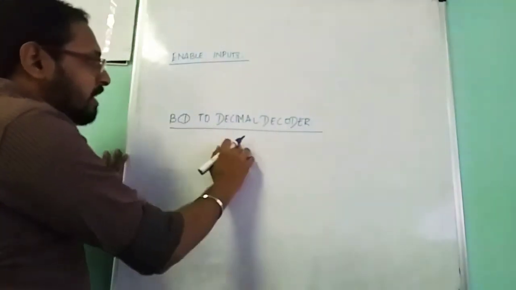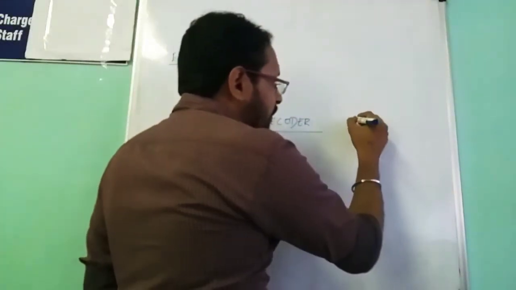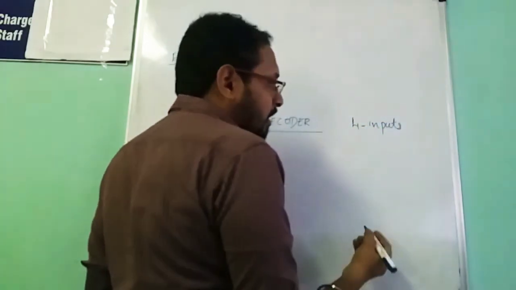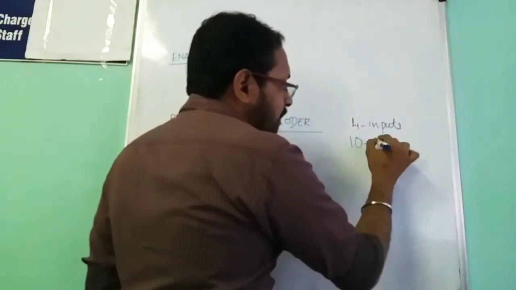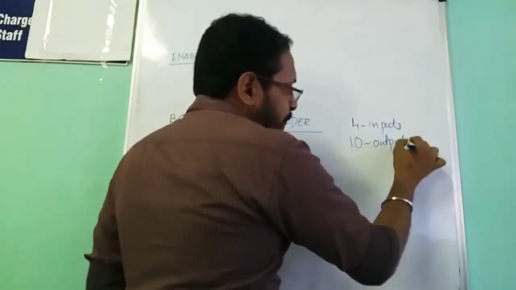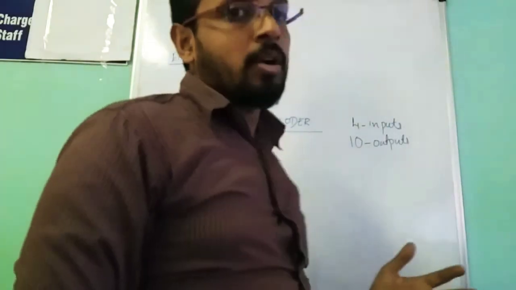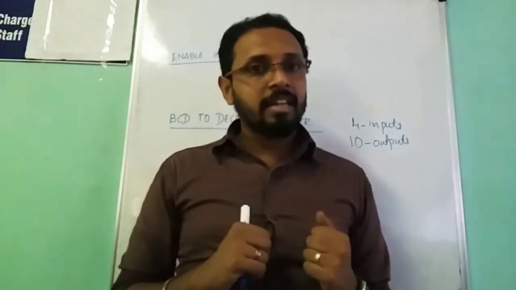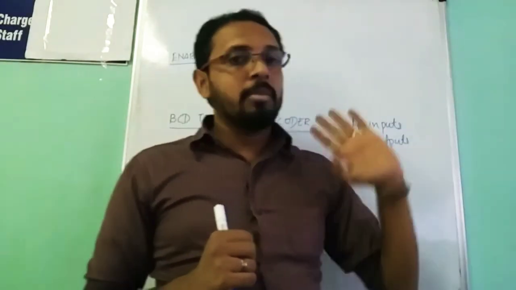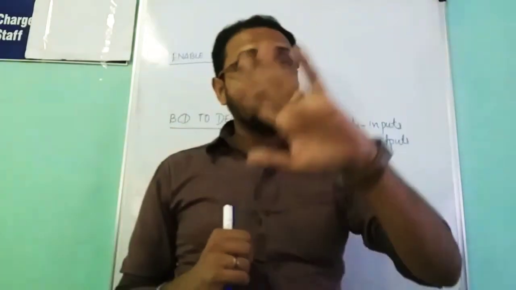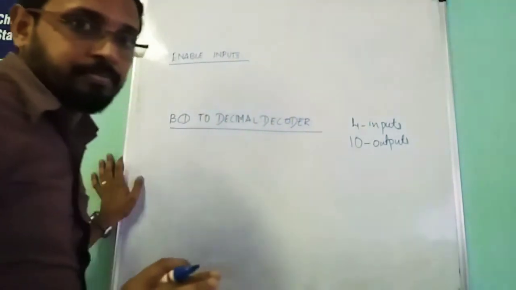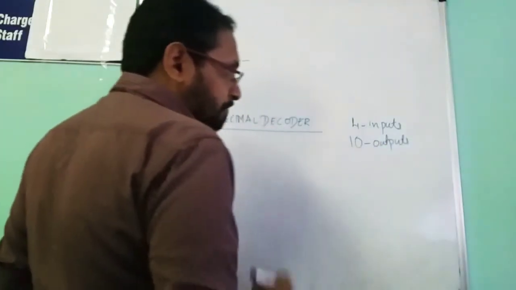And BCD to decimal decoder means here we have 4 inputs, but we have only 10 outputs. I think we have understood why 10 outputs, right? In the case of BCD, we have only 0 to 9 cases. So inputs will be 4 and 0 to 9 will be active. That is, 10 states will be active, and the rest of the cases will be inactive. Clear?